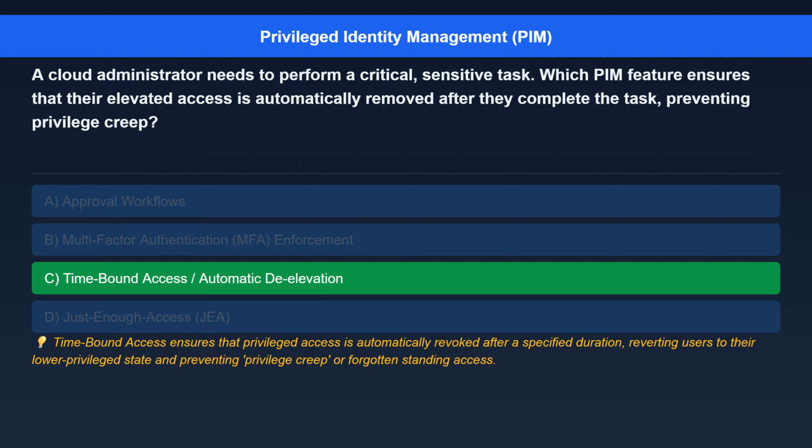The correct answer is time-bound access / automatic de-elevation. Here's the explanation. Time-bound access ensures that privileged access is automatically revoked after a specified duration, reverting users to their lower privilege state and preventing privilege creep or forgotten standing access.